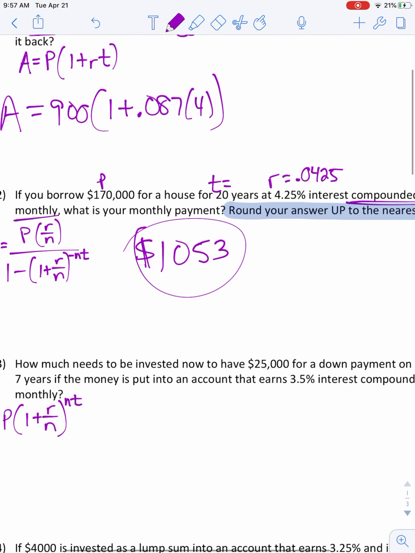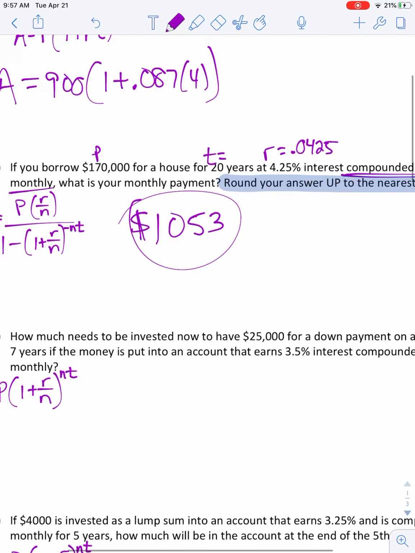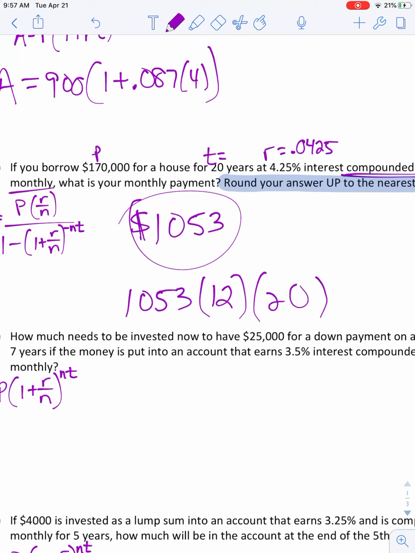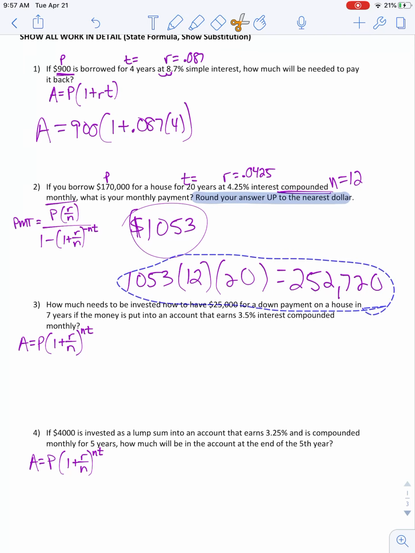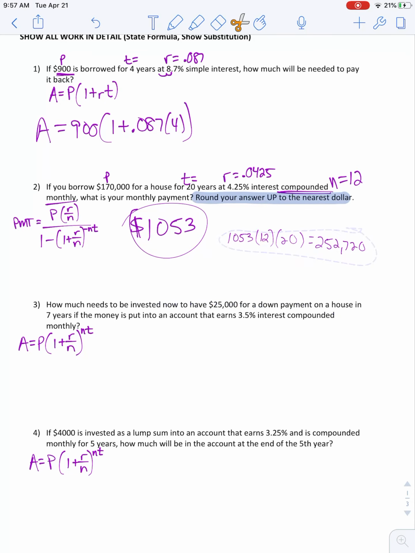Remember, over that 20 years, you're going to pay back $170,000 plus interest. So how much do you actually put in over the 20 years? Well, you're going to take that monthly payment every single month, so I'm going to multiply it by 12 for 20 years. So this is how much money I'm going to put in over the 20 years. And when I do that, that is going to give me $252,720. So over the 20 years, that's how much money I actually put in.